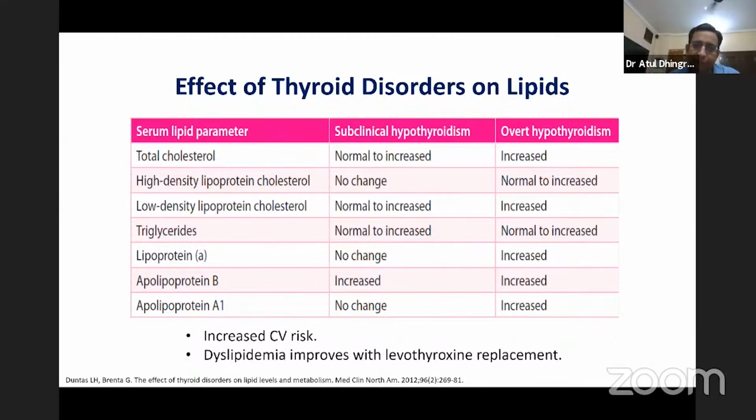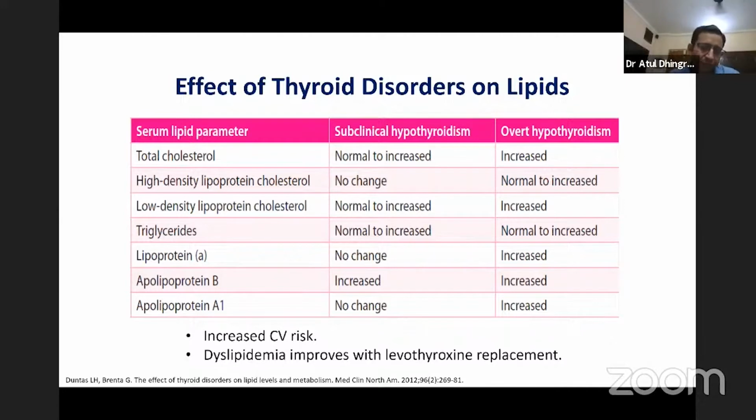Other lipoproteins like lipoprotein A or apolipoprotein are not changed in subclinical hypothyroidism, but these are increased in overt hypothyroidism. All of these changes increase CV risk in patients with hypothyroidism, and that is why many of the newer guidelines are now saying that we should be more aggressive in treating patients with subclinical hypothyroidism. And there was a recent publication which has suggested that probably 7 is the new 10. Why I am saying so is, it was earlier said that once your TSH level increases beyond 10, this is when your CV disease risk increases.